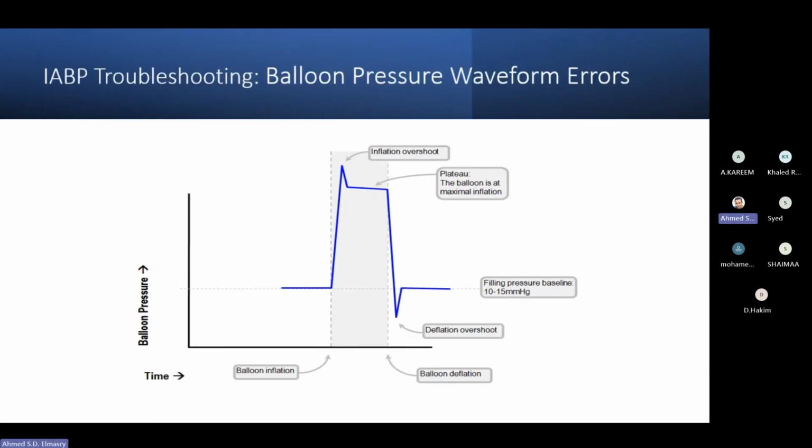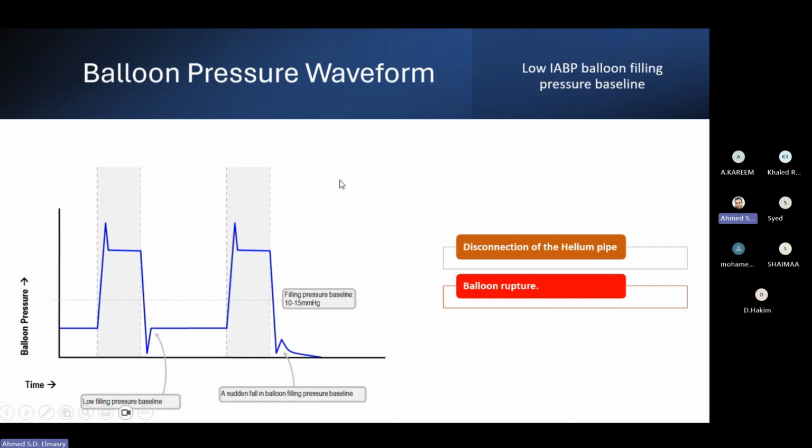Going to the next section for the troubleshooting, which is the balloon pressure waveform abnormality. So this is the normal balloon pressure waveform graph: inflation limb, deflation limb, inflation point, inflation overshooting, plateau, deflation overshooting, and the filling pressure baseline, which should be at the level of 10 to 15 millimeters of mercury. And the first abnormality is that your baseline may be suboptimal.